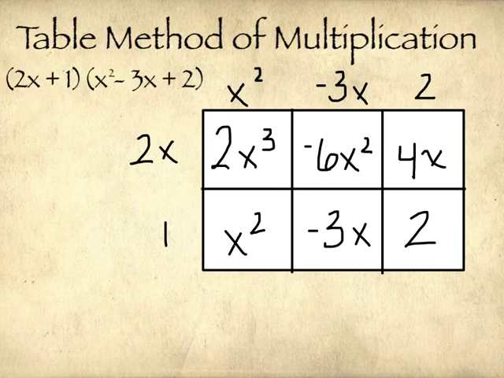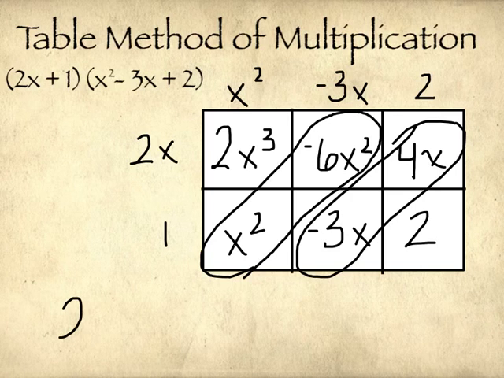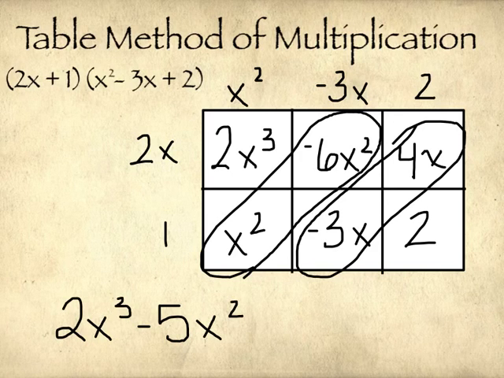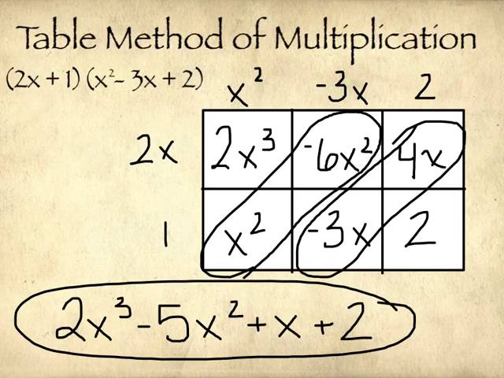We can skip out one step by noticing that every single time our diagonals are going to give us like terms that we can combine. So when we do this, we'll get 2x to the third, negative 6x squared plus x squared, that's negative 6 plus 1, will give us negative 5x squared. 4x minus 3x will give us 1x, and that's a positive, plus 2. And again, here is our final answer.